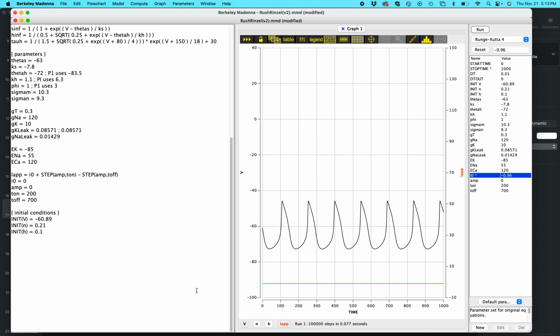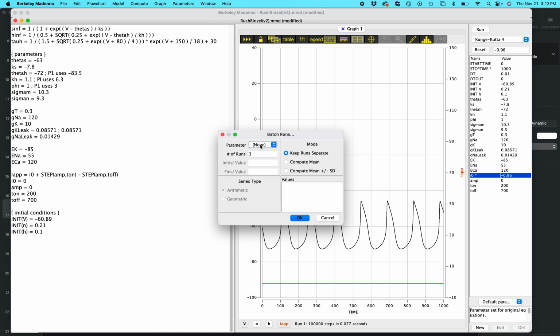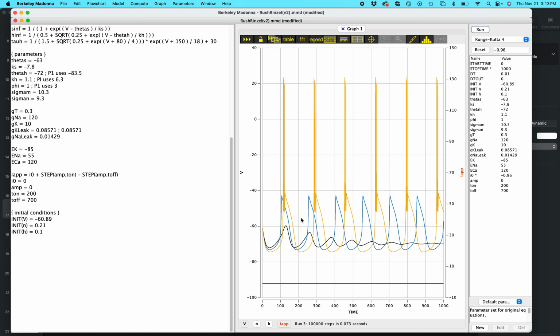There it is. So if you compare this simulation, let's just do a batch run. Let's go 3 runs on I/O. We'll start at 0.9 and go to 1.1. Run it 3 times. So you can see 3 different runs there. The blue one is the intermediate value where the low threshold spike isn't even going up high enough to evoke the sodium action potential. Pretty cool, right? Yeah.